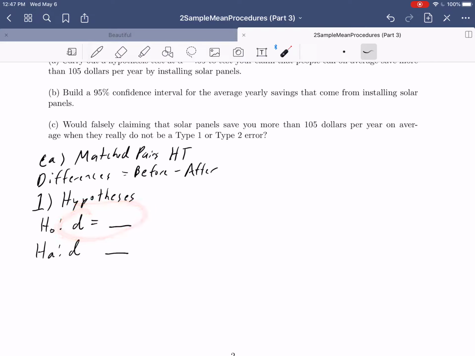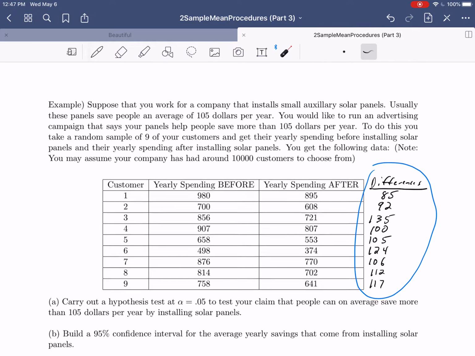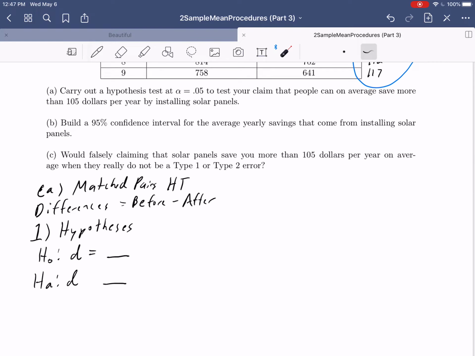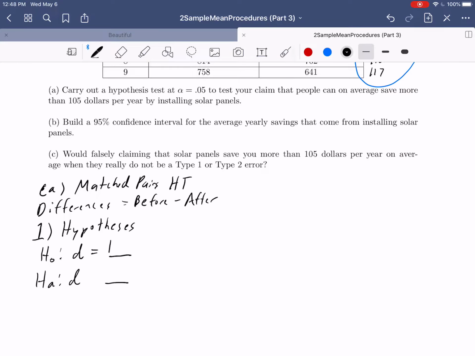What is our baseline assumption here? Well, if we look through here, is there any sort of baseline assumption? Again, remember, anything for your hypotheses should not relate to your data. So we're just saying, is there any sort of underlying assumption? Well, we see right here, it says usually these panels save people an average of $105 per year. So if that's what usually happens, that's what we would expect for our company as well. So our null value here is going to be that 105.